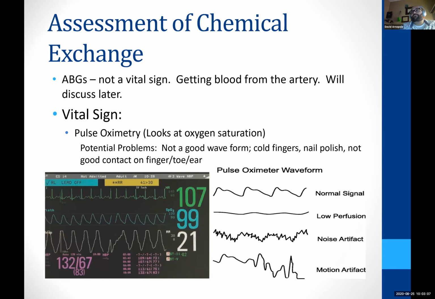ABGs, this is next year. This is a whole section of its own, but it's not a vital sign. It gets you a whole bunch of information about what's currently in the arteries. And we'll discuss that again later. But there's pulse ox. Again, it looks at the oxygen saturation. We talked about 95 to 100%. But it could be off. Their fingers could be cold. They could have nail polish on them. They may have a lot of different problems that give us a bad reading. So we need to check that. Maybe change fingers or hold their hand for a moment to warm it up to get a good reading.